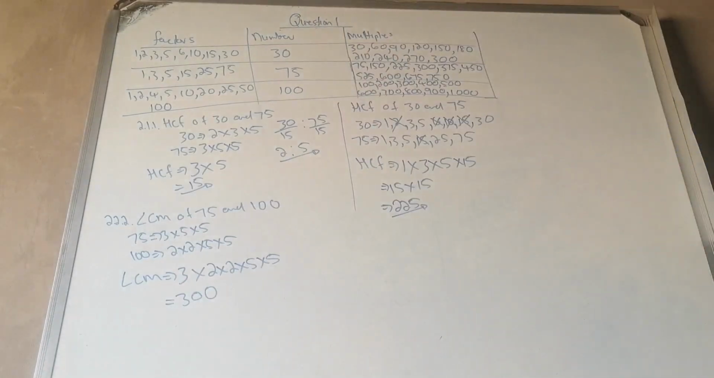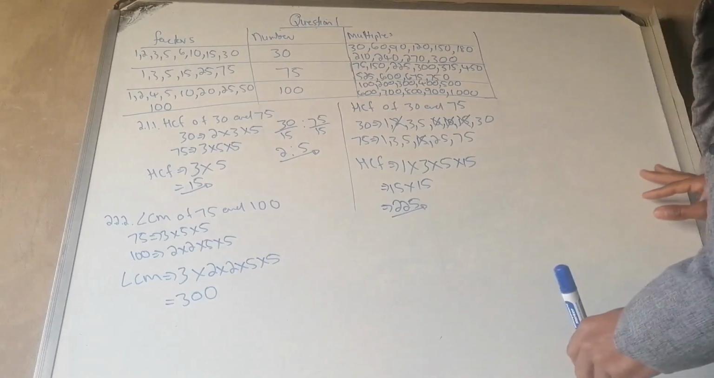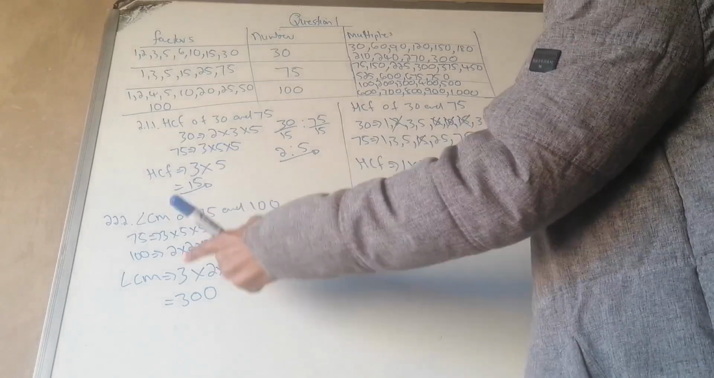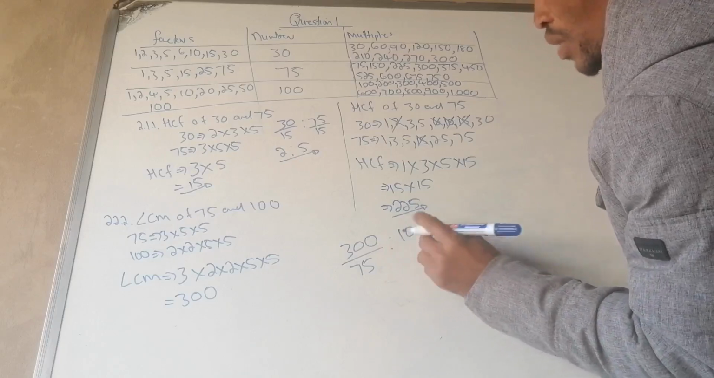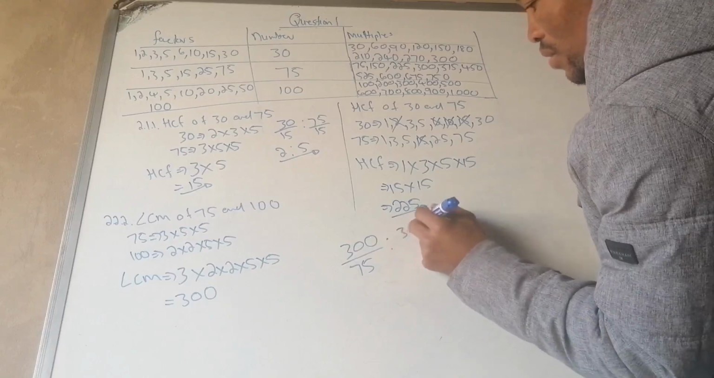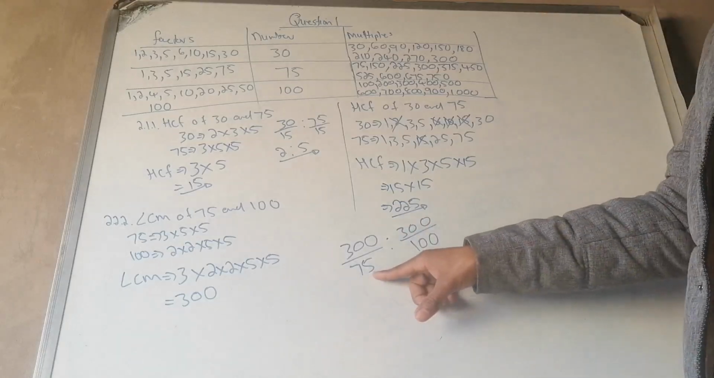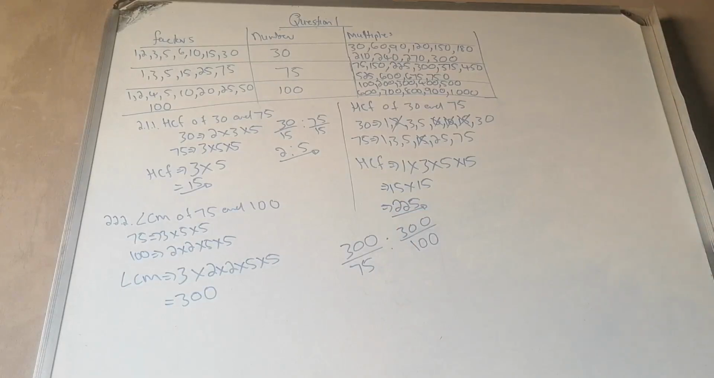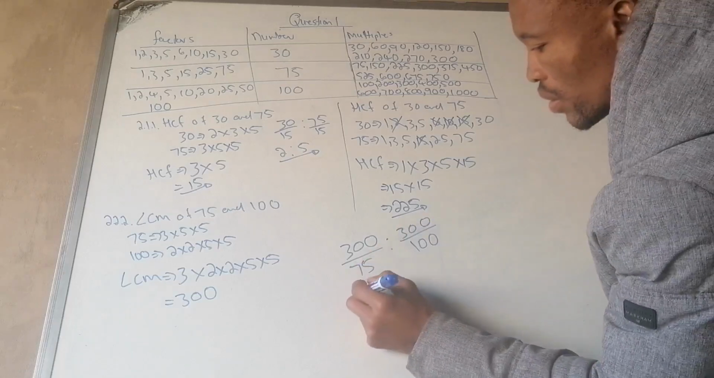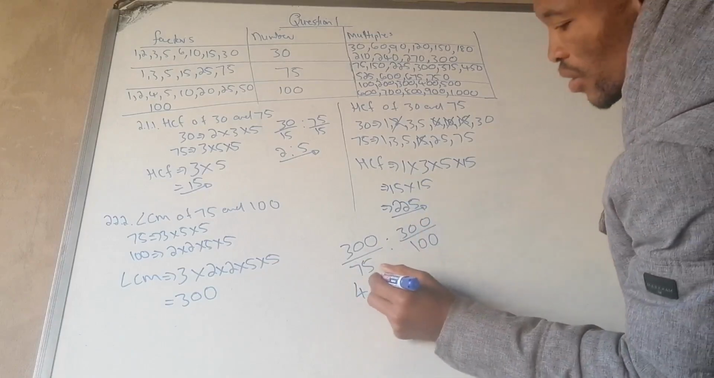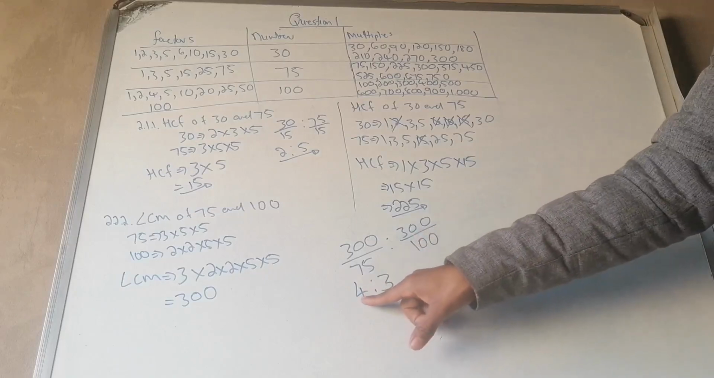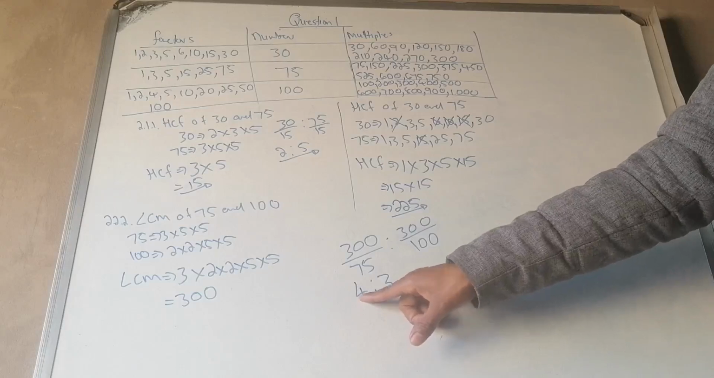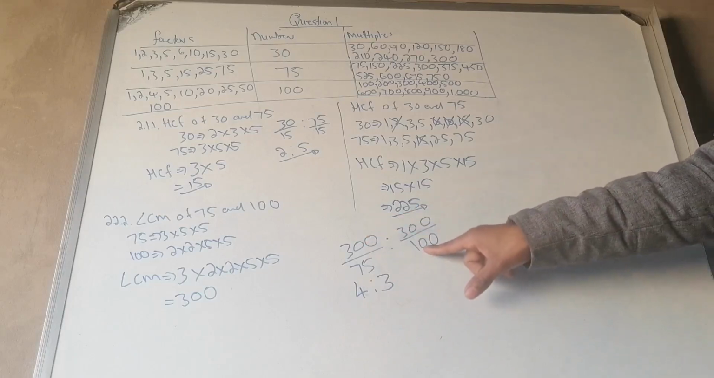Again? Yes. Now, we want to check whether this is true. We take that 300 and divide it by 75, and we divide 300 by 100. 300 divided by 75 gives 4. 300 divided by 100 gives 3. So 300 is a multiple of 75 at position 4, and a multiple of 100 at position 3.